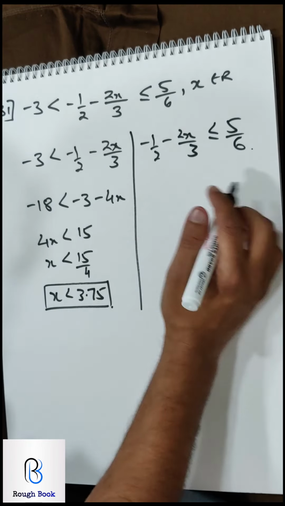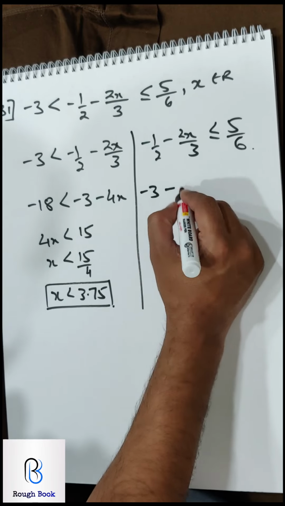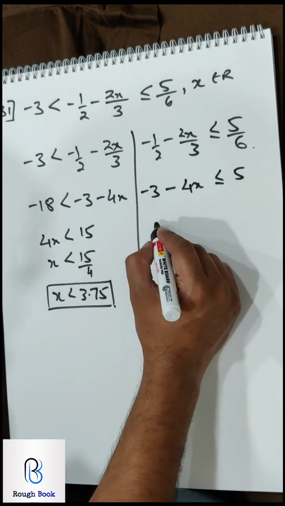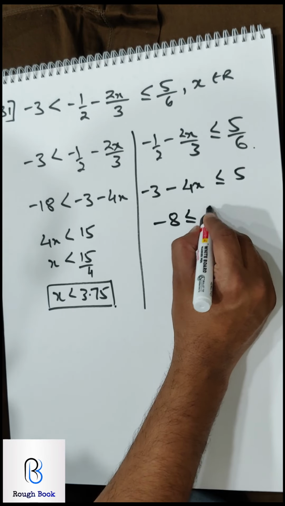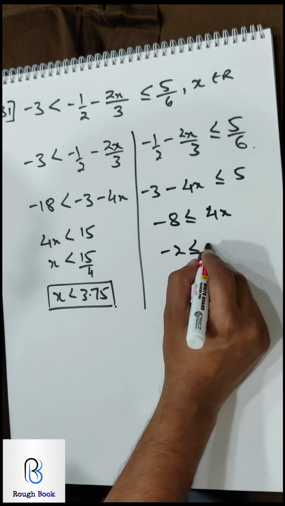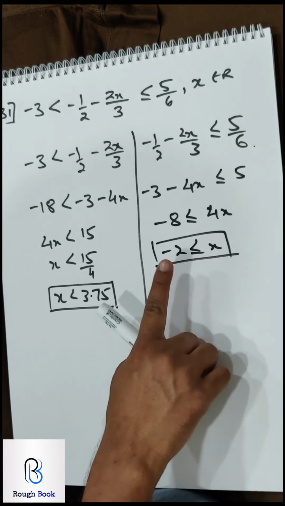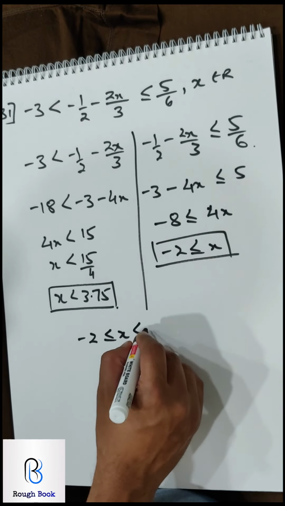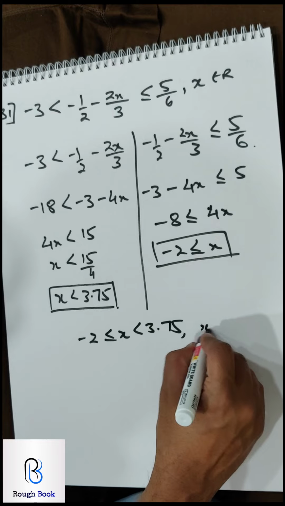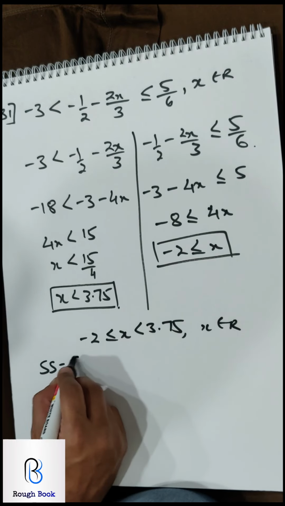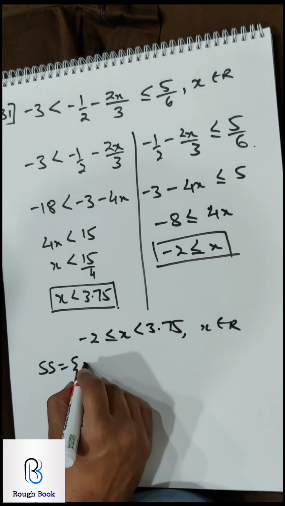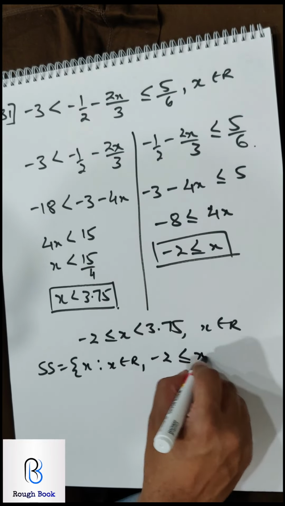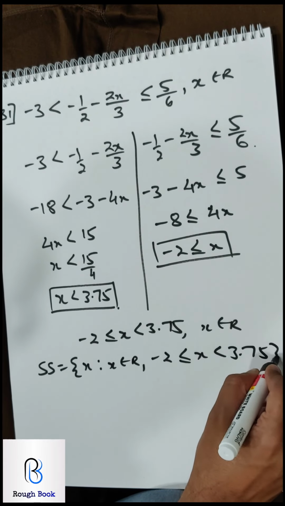So again the LCM is 6. So this will be minus 3, 4x and 5. Pushing 4 on the other side, 5 on this side. So minus 8 less than or equal to 4x. So minus 2. Combining, always start from the lowest number. So minus 2 less than or equal to x less than 3.75, and my x belongs to R. So I am going to write my solution set in the roster form. X where x belongs to R, minus 2 less than or equal to x less than 3.75.